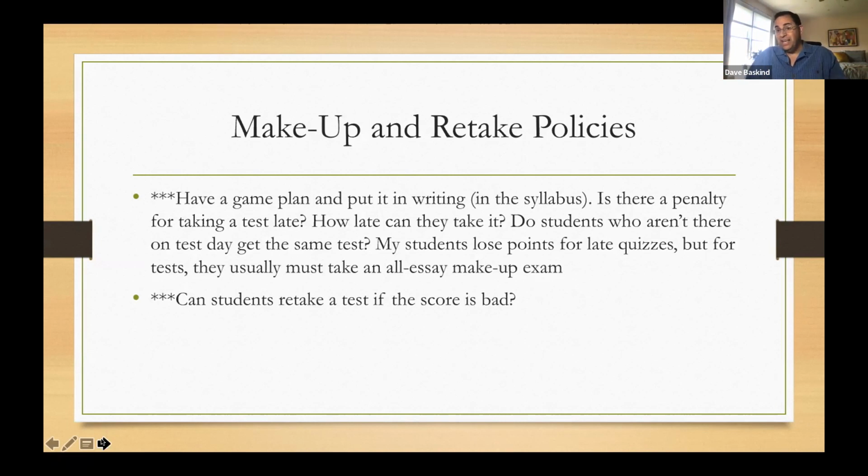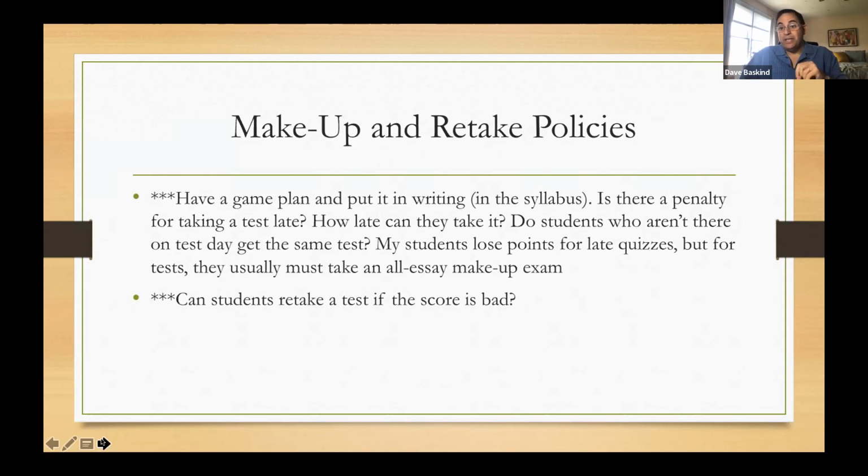And my advice is to let students know what that game plan is in advance. So is there a penalty for taking a test late? You may want to include one. You may not. The student may have had a legit reason. They couldn't be there on campus. Campus wouldn't allow them to because they tested positive for COVID. Is it fair to penalize them? You can make that determination.